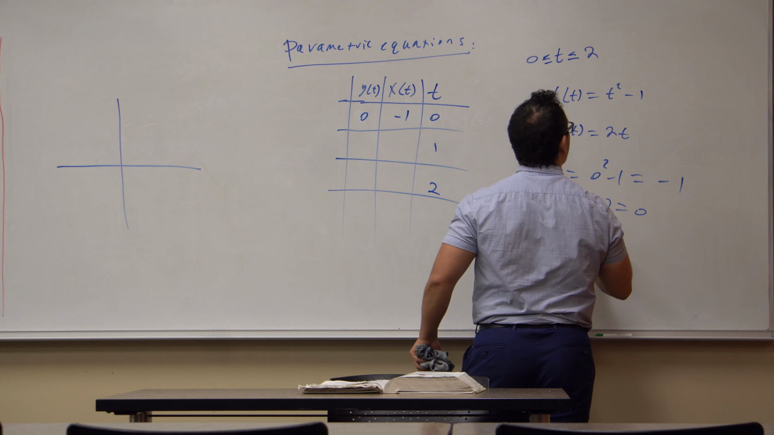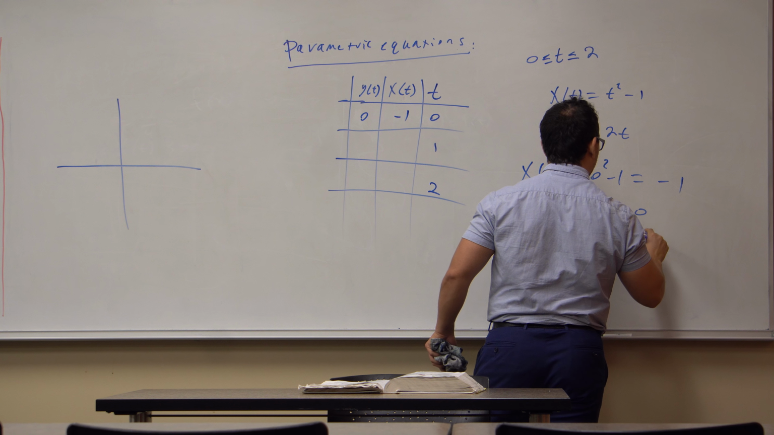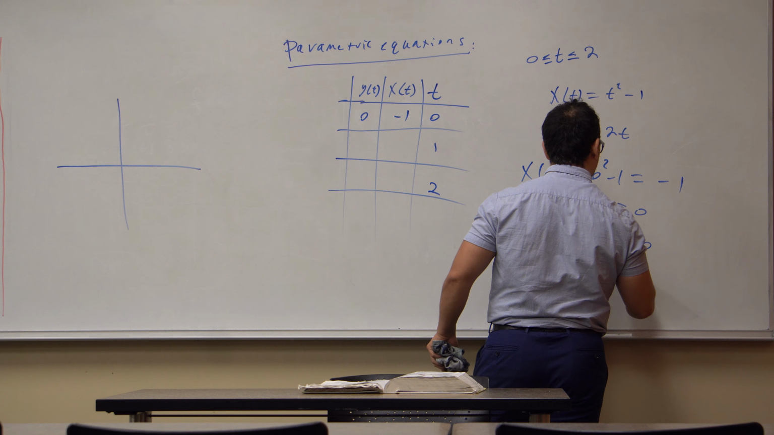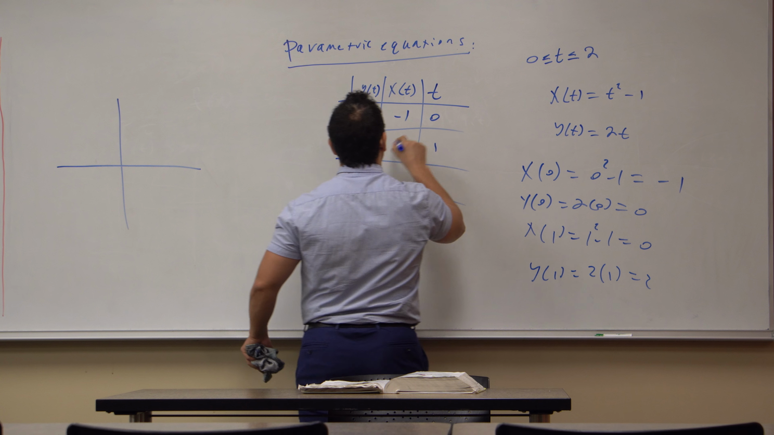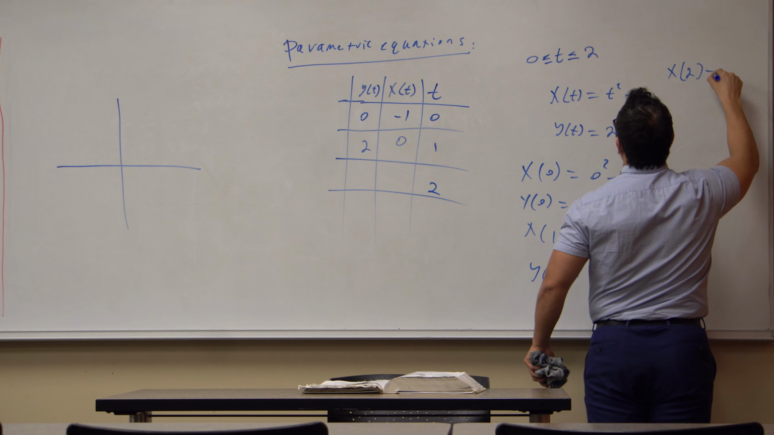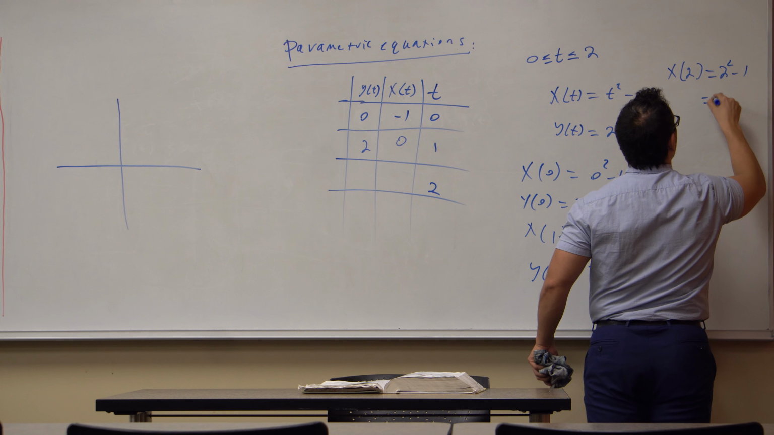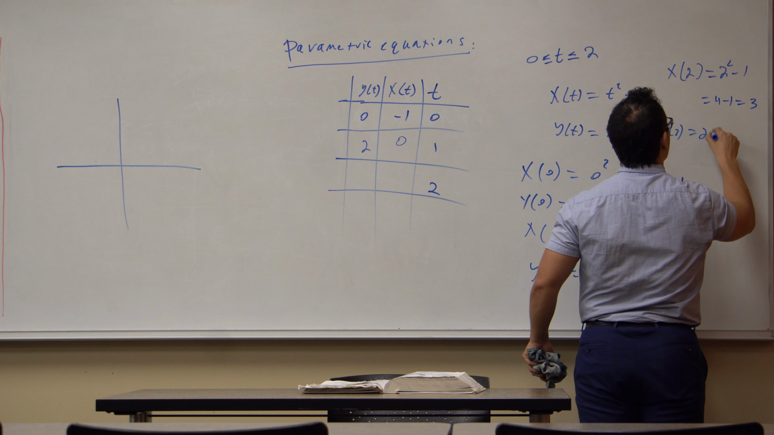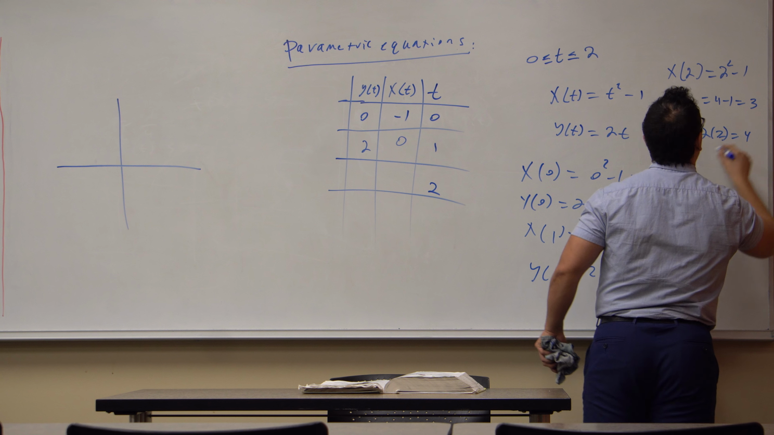X of 1 is really 1 squared minus 1, which is 0. And y of 1 is really 2 times 1, which is 2. Put 0, 2. And x of 2 is equal to 2 squared minus 1, which is equal to 4 minus 1, which is equal to 3. And y of 2 is equal to 2 times 2, which is equal to 4. So 3 and 4.